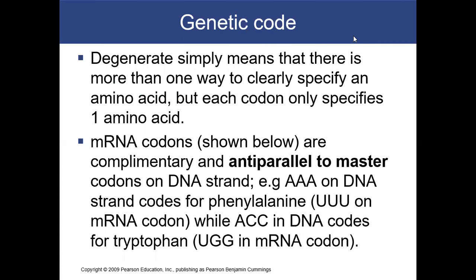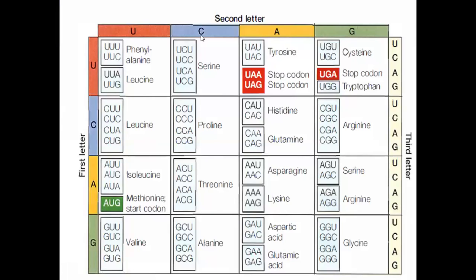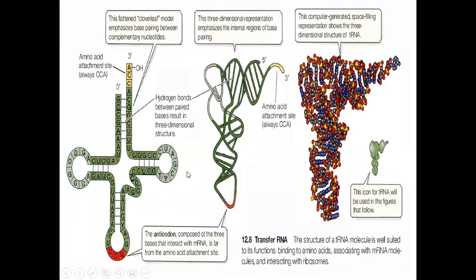Yes, so as I would have said, degenerate just means that there is more than one way to specify an amino acid. Now, when it comes to mRNA, if you look here, you can see that we have all the codons, including the start codon, the stop codon, and so on. But before we go to this, let me first, okay, it's freezing, sorry about that.